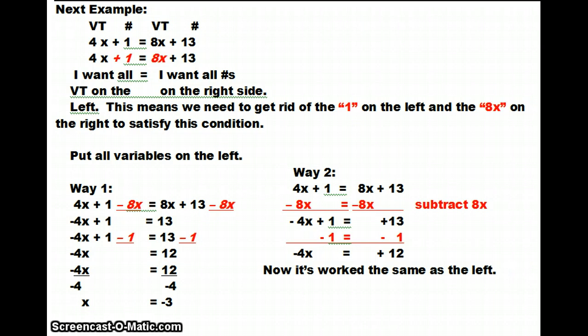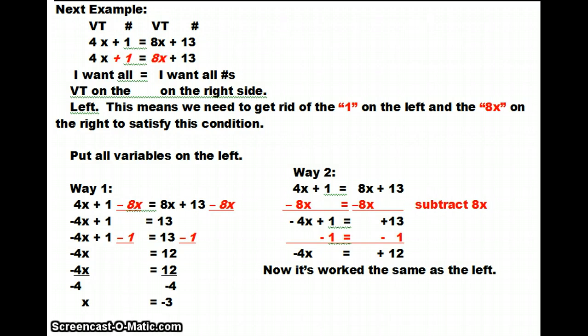We're going to do that by taking the opposite of each of those terms and adding that to both sides. Way one on the left-hand side, you can take a look at that if you like. I'm going to talk about way 2 on the right-hand side. So the second line, we have negative 8x on both sides. So the 8x is what we wanted to move. Its opposite is a negative 8x. So we're going to add negative 8x to both sides, which is the same as subtracting 8x from both sides.